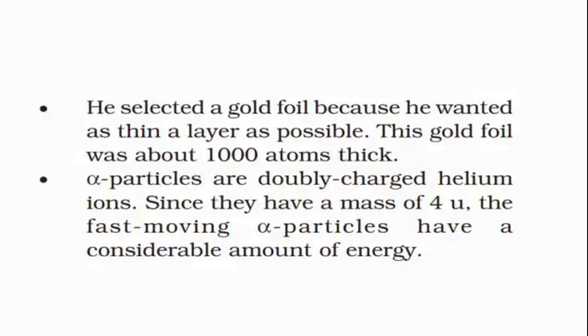Rutherford selected a gold foil because he wanted as thin a layer as possible. This gold foil was about 1000 atoms thick. As we discussed, alpha particles are doubly charged helium ions. Since they have a mass of 4 units, the fast moving alpha particles have a considerable amount of energy. They have 2 protons and 2 neutrons, as a result of which they have a lot of energy and can just pass through.